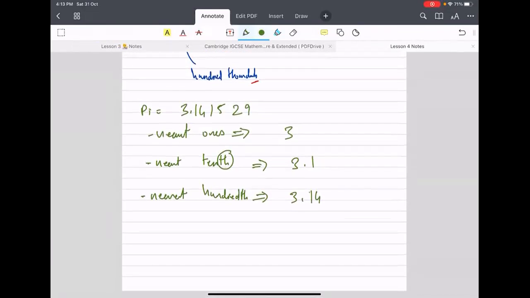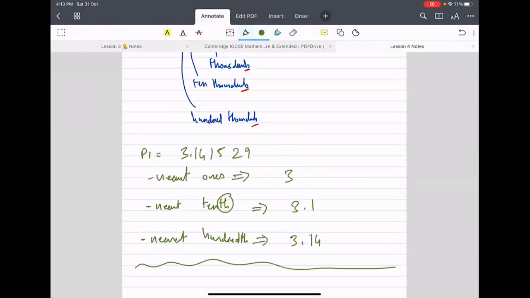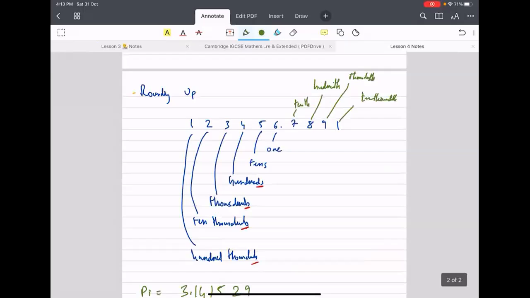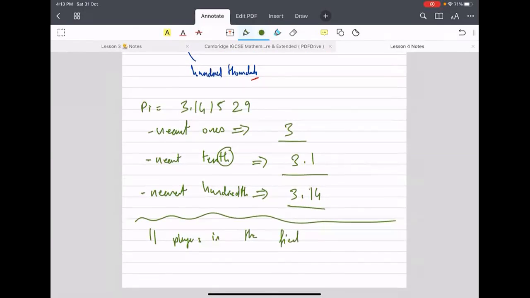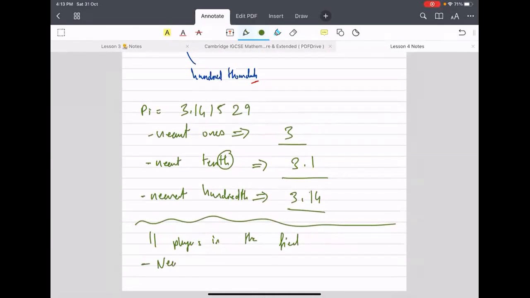Okay, let's take another example. I'm just making a quick revision. Let's say to the nearest hundredth, it's 3.14. Tenth, 3.1. To the nearest 1, 3. Okay, let's say we have 11 players in the field. So nearest 1, nearest 10.